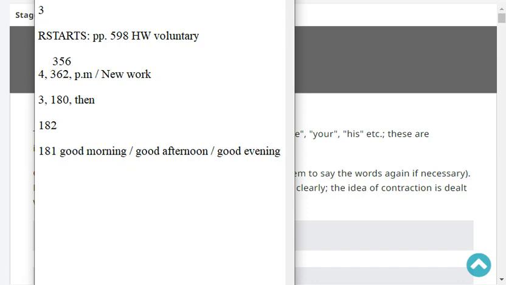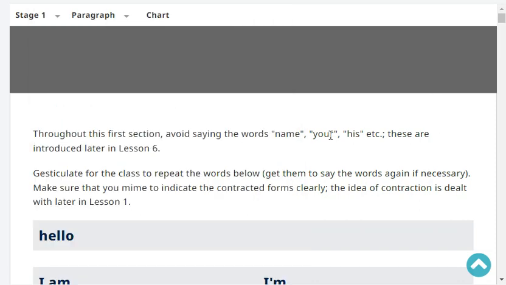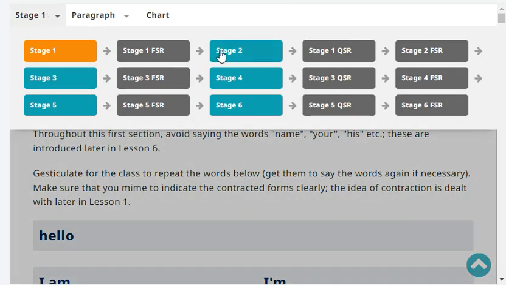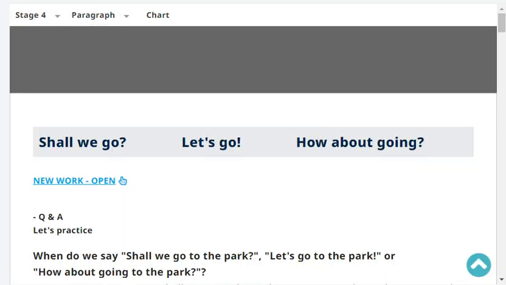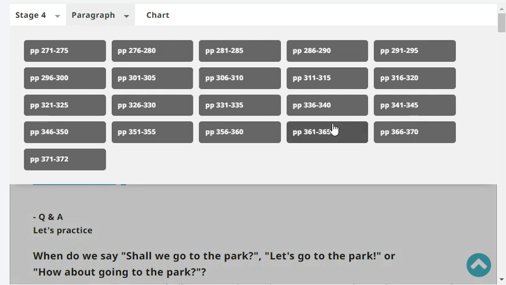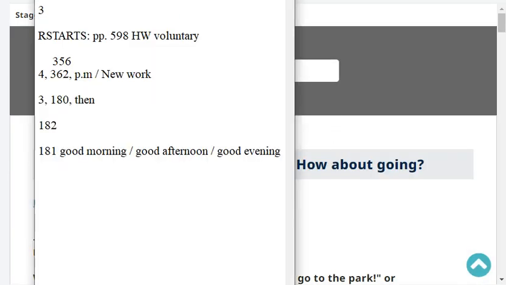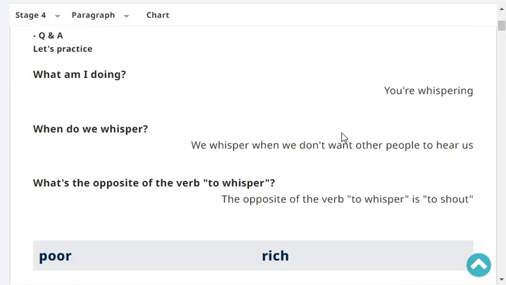We are at stage 4, paragraph page 362. Stage 4, 362. And our last headword was PM, Newark type of lesson. Okay, let's start with revision.